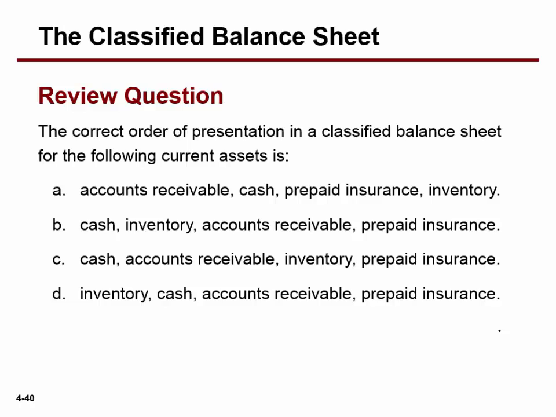The correct order of presentation of classified balance sheet is going to be, and you put them in order of liquidity. So it's going to be cash, then accounts receivable, then inventory, then prepaid insurance, I think. Yeah, okay. Cash is already cash, isn't it? Receivable will be cash pretty soon. Inventory is going to be cash maybe pretty soon. Will prepaid insurance ever be cash?